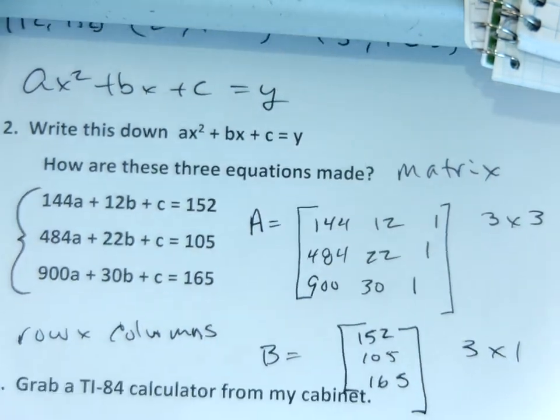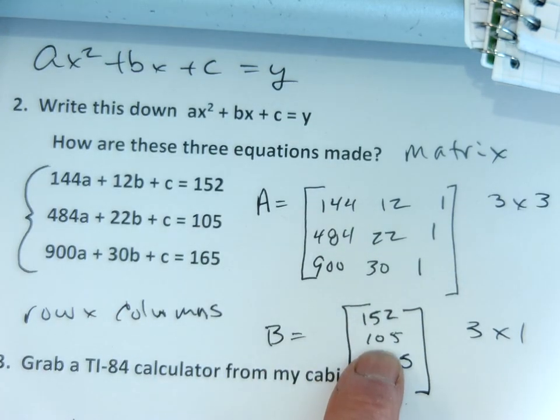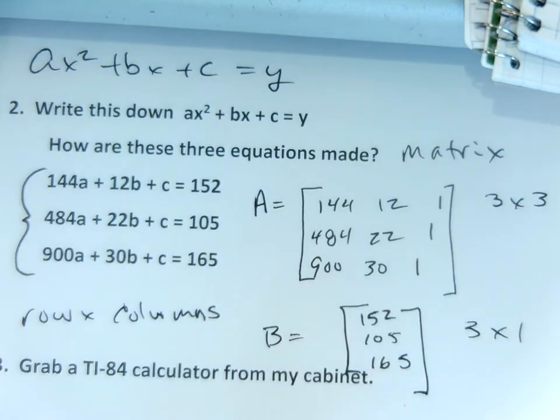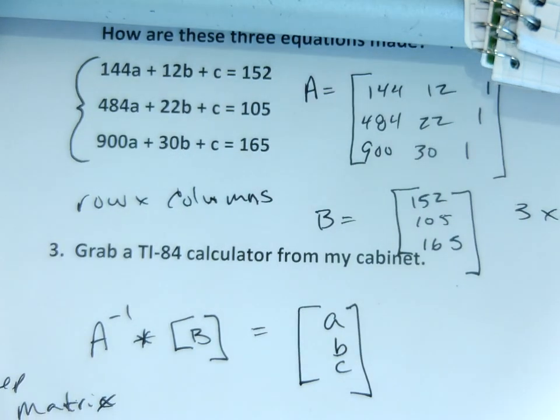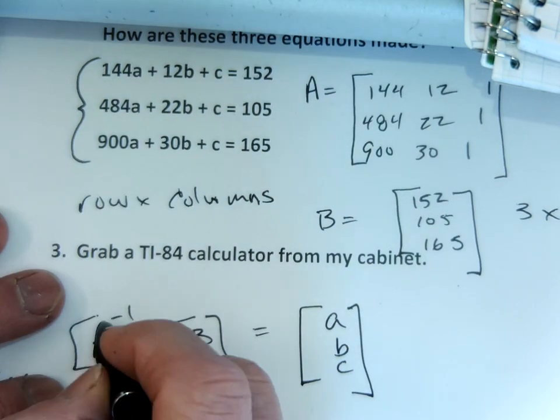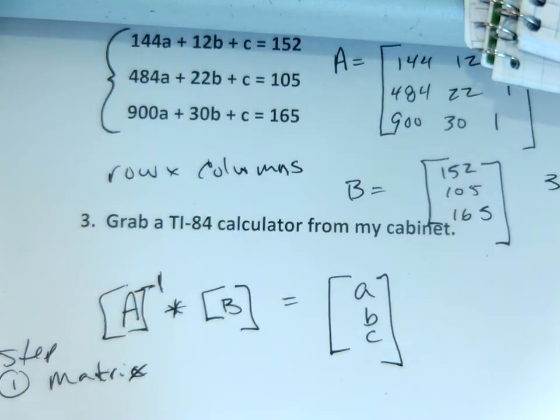Okay? I also need to make matrix B, which is the answer matrix, 152, 105, and 165. It is a 3 by 1 matrix because it has 3 rows and 1 column. The math that the calculator is going to do is this. It's going to take the inverse of matrix A times B to get our answers. Okay, and that's just solving an equation, but solving a matrix equation.